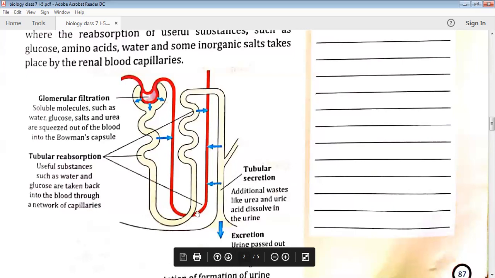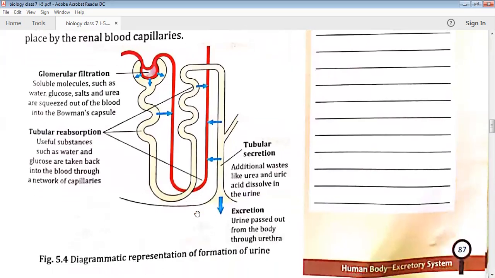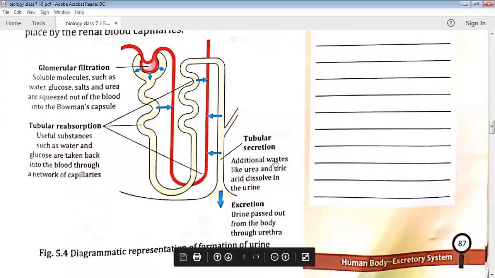Now the next process is tubular secretion. As you can see in the figure, in tubular secretion, additional wastes like urea and uric acid dissolve in the urine. The remaining liquid, along with some additional waste, is passed through both the ureters and collected in the urinary bladder. And then finally, excretion takes place. Urine will pass out from the body through the urethra. When the urinary bladder is full, urine is passed out of the body with the help of the urethra.